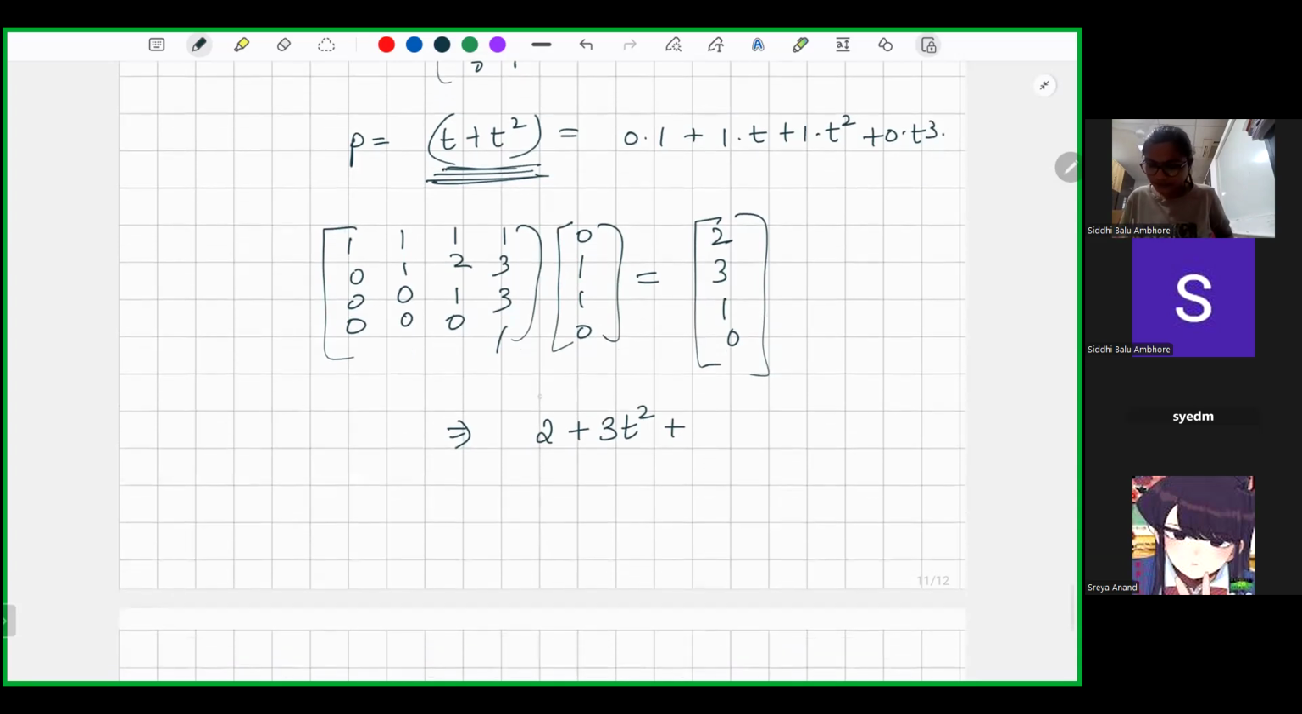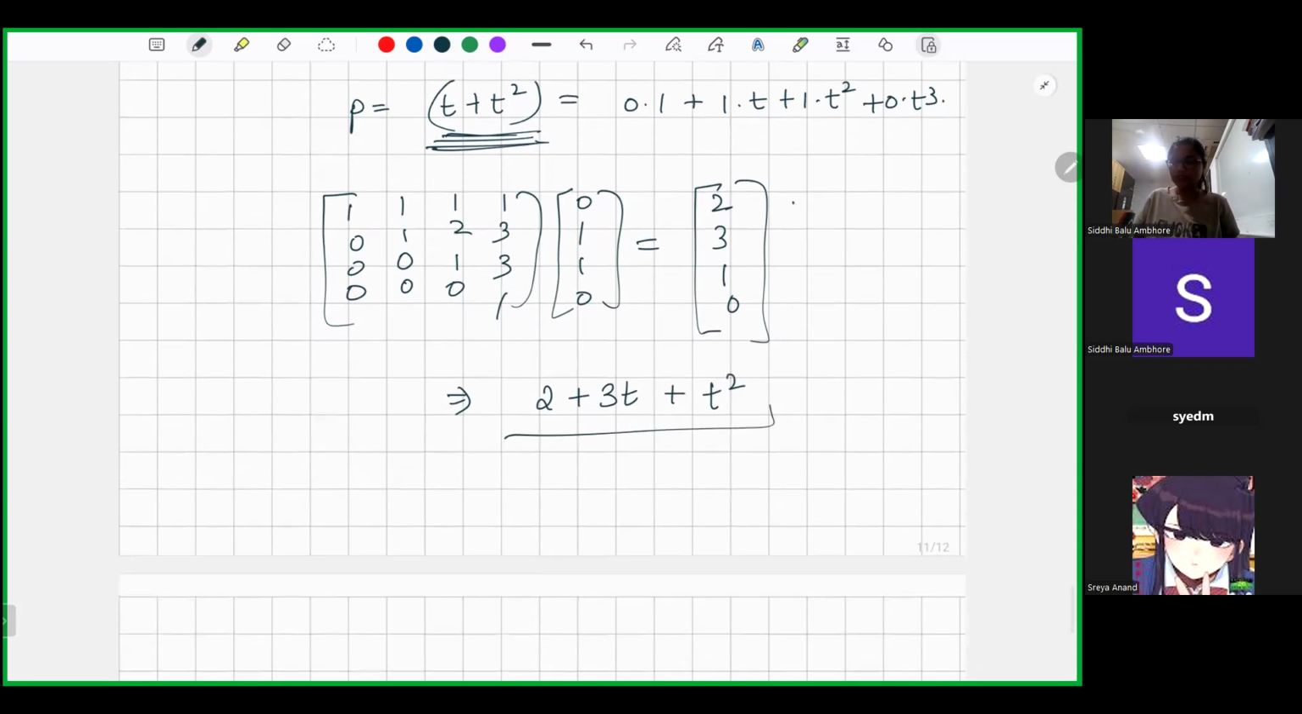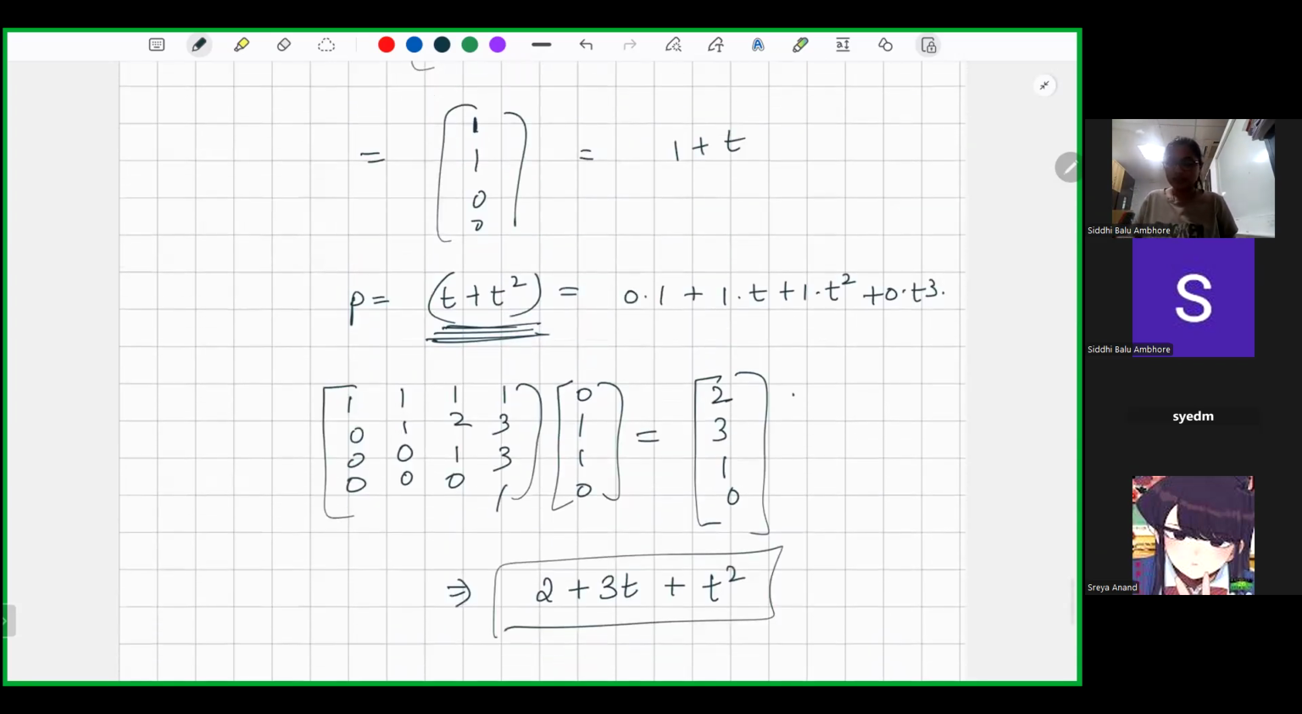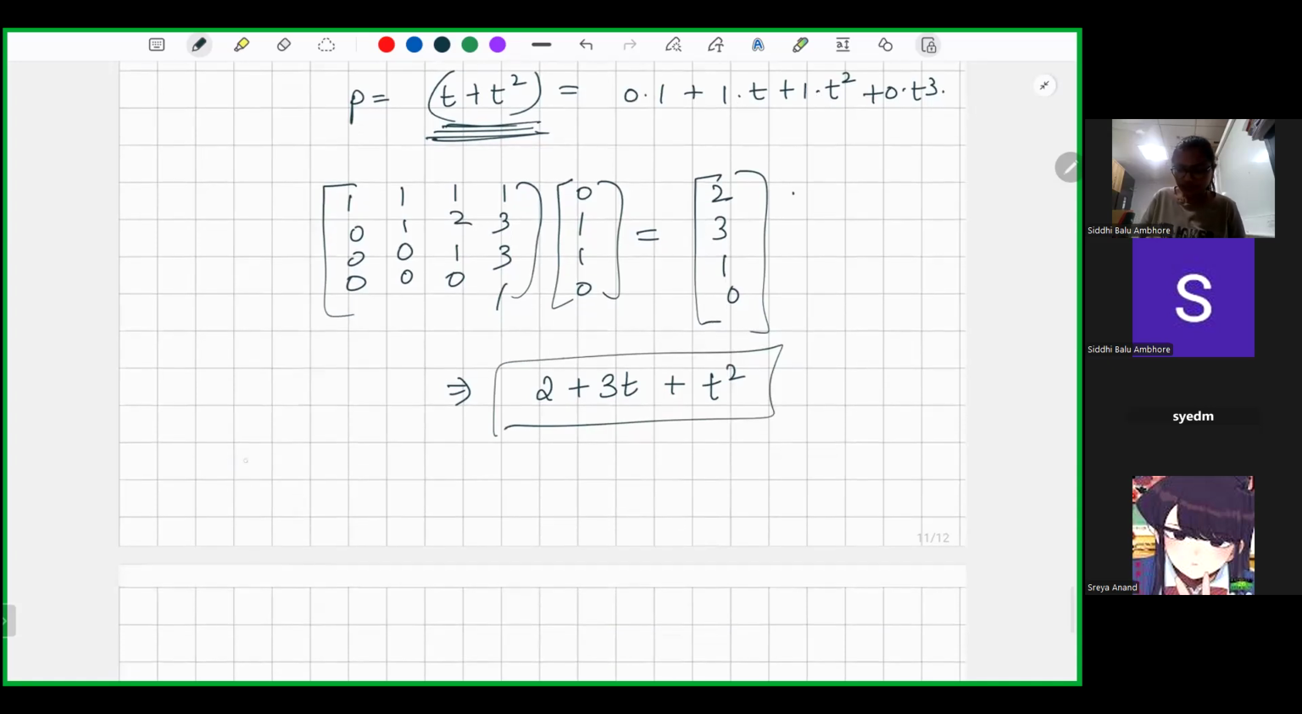Yeah, 3t square plus final is t cube or t square. This was constant. Yeah, this is t and t square. And yeah, this is my image. Directly I got it. And now let us check whether this is the case or not.